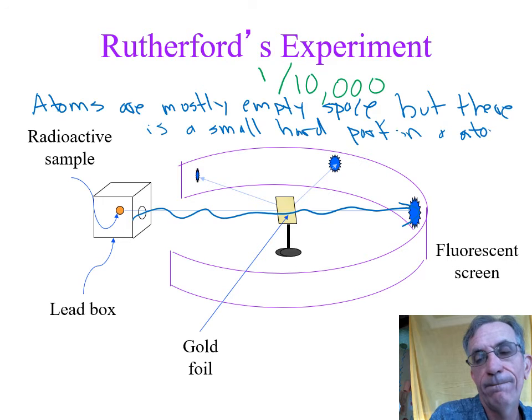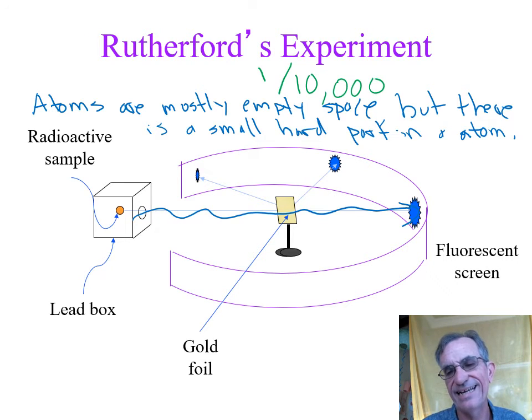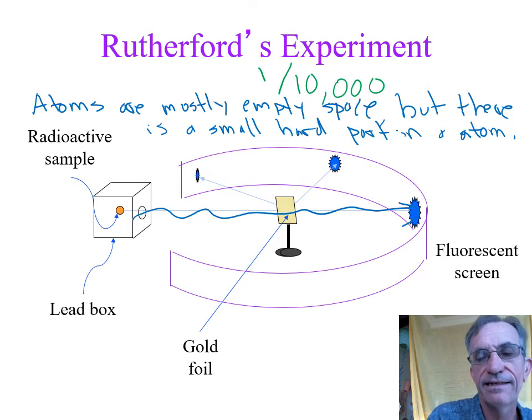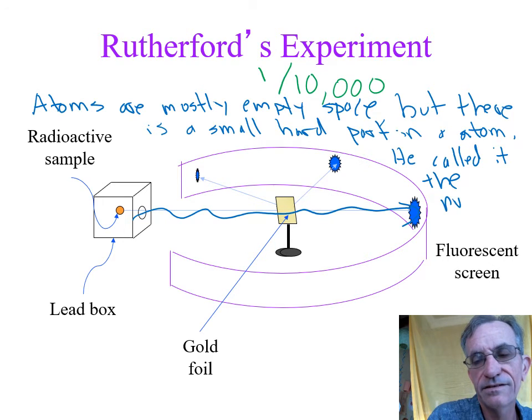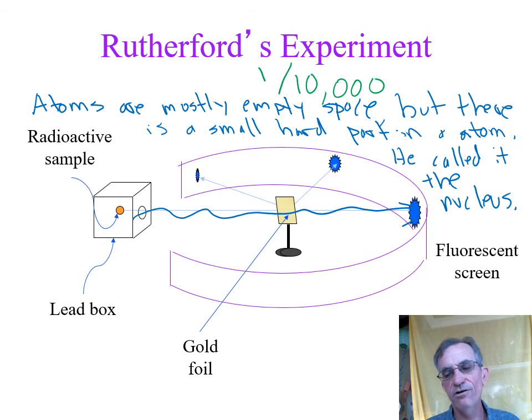Now, this small hard part, he gave a name. Well, we'll put it right here. He called it the nucleus. All right. So basically, this was telling them there's two regions in an atom. An area you can travel right through, and that's actually the bigger region because that's what mostly happened. And then there's a smaller region that has stuff in it that can cause particles to get deflected away, all right, and travel in a different direction.